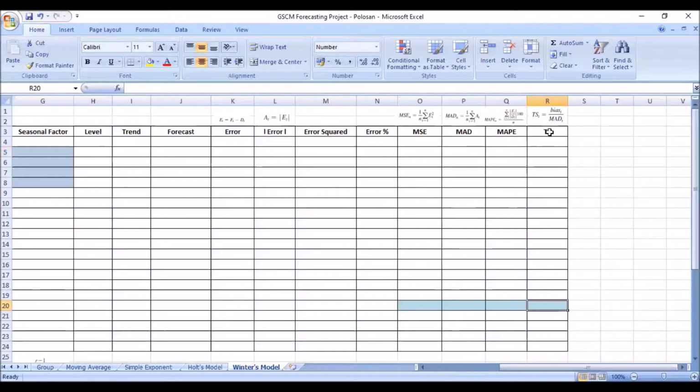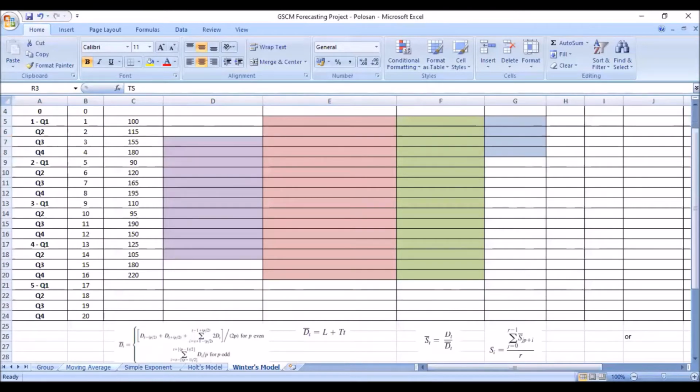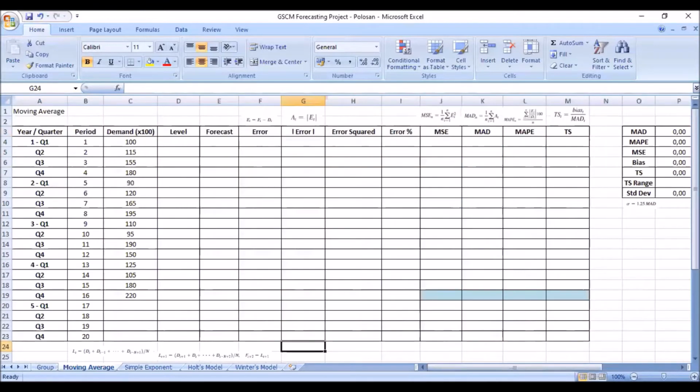And also we're gonna find the TS, which can be found by bias divided by MAD. Bias is the total error, and MAD is what you can find by using the absolute error. TS indicates something quite important because it shows whether the error is overforecasted or underforecasted. If it's below -6, that is underforecasted and is biased. And if it's above +6, it's overforecasted and is also biased, which is not good, and we want to keep it stable. And then we're gonna move to the moving average as our Excel explanation.